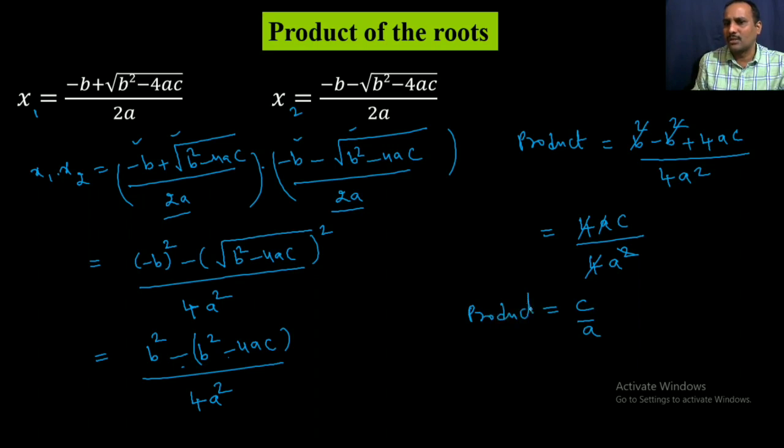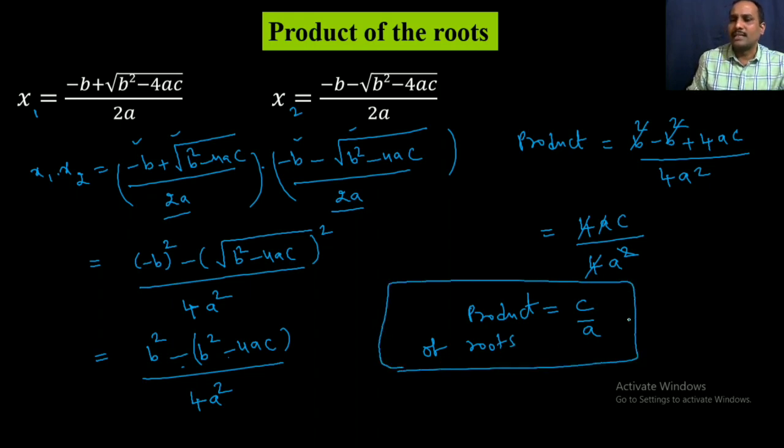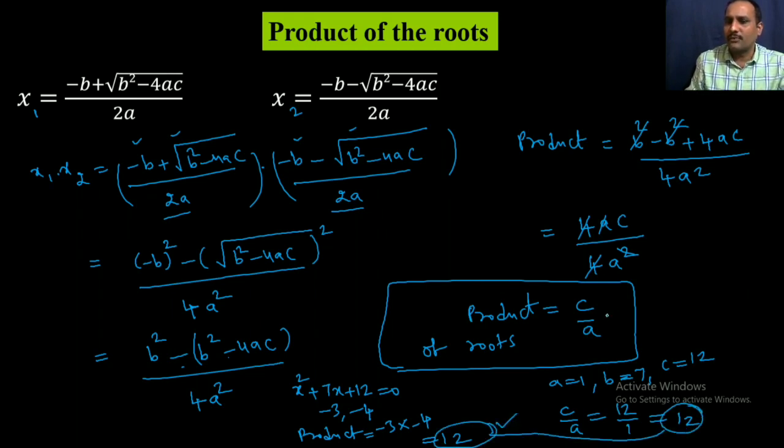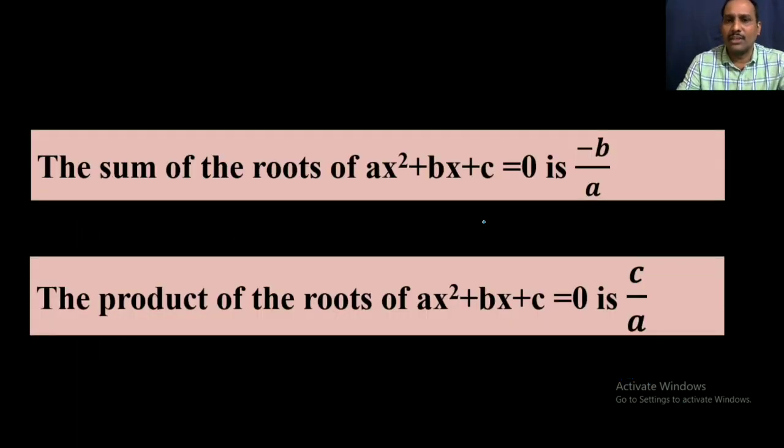So the product of the roots of the equation ax square plus bx plus c equal to 0 is c by a. Okay, we'll take the same example what we have taken for the sum, x square plus 7x plus 12 equal to 0. And we know the roots are minus 3 and minus 4. And what is the product? Minus 3 into minus 4, that is 12. Let us apply the formula. Here a is equal to 1, b is equal to 7, c is equal to 12. So the product is c by a. C is 12 by a is 1. So the product is 12. We got the same answer in both the cases. Therefore, this formula is also correct. So the product of the roots is c by a and the sum of the roots is minus b by a.